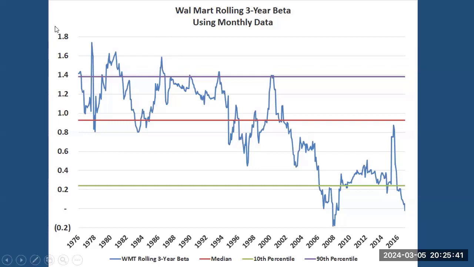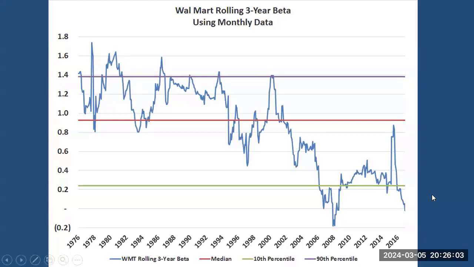Yeah, it was a smaller company back here, and it actually went negative in 2008. It went negative. That's a great thing. So if you had 100% of your portfolio in Walmart in 2008, you would have been pretty happy because you would have made a small return. And their beta actually went to negative 0.2, and it jumped up to 0.8 for some reason.